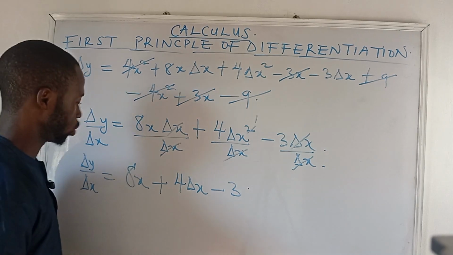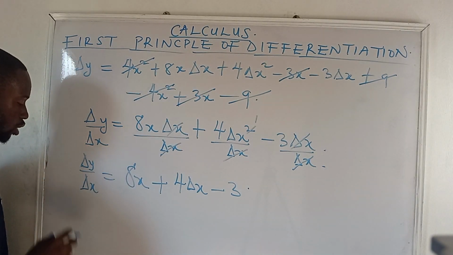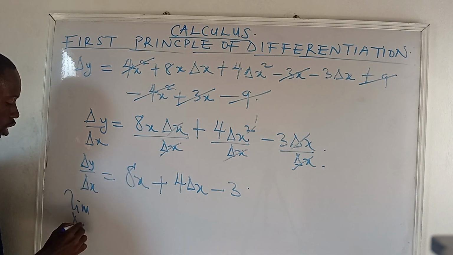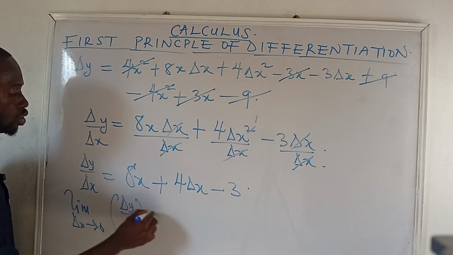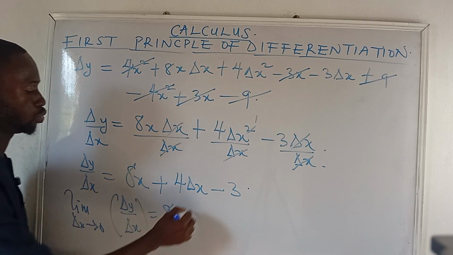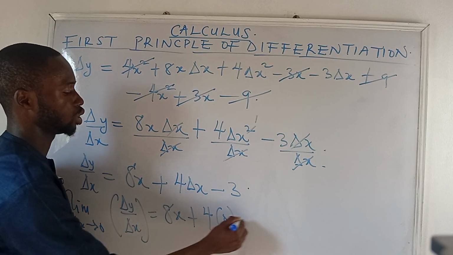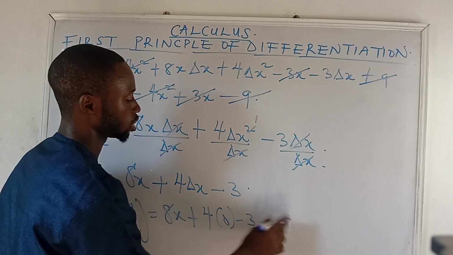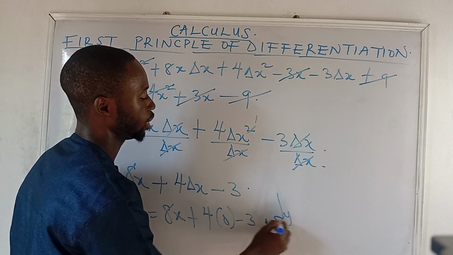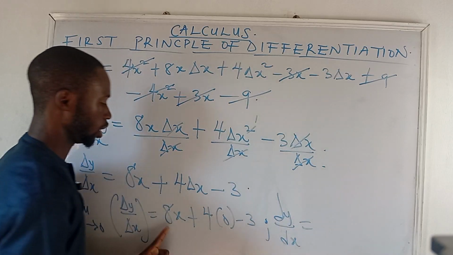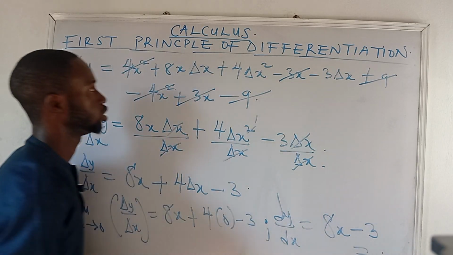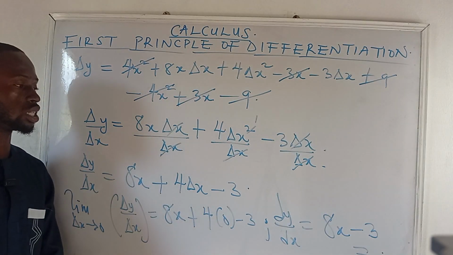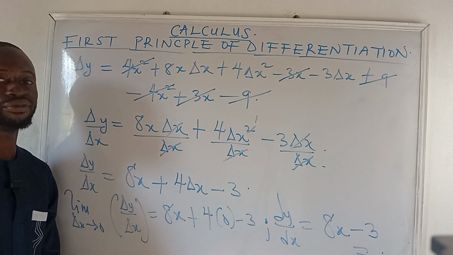So the last step, that is limiting change in x to 0 of change in y over change in x. That means wherever I see change in x, I'm putting what? 0. 4 into 0 minus 3. Then the final answer, which is dy over dx, our final answer is what? 8x minus 3. 8x minus 3 is our final answer to the derivative question.